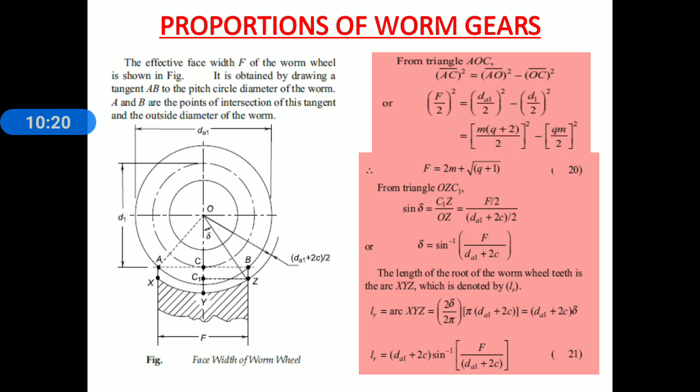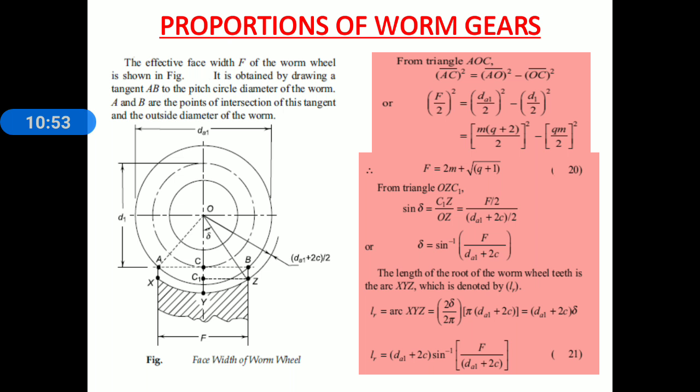Now in that relation we have to substitute the value of dA1, the outside diameter of worm, and d1, the pitch circle diameter of worm. Okay, now we substitute the outside diameter of worm, m into (q plus 2) divided by 2, squared, minus (m q divided by 2) squared. Simplify this relation and we get the effective face width of worm wheel.